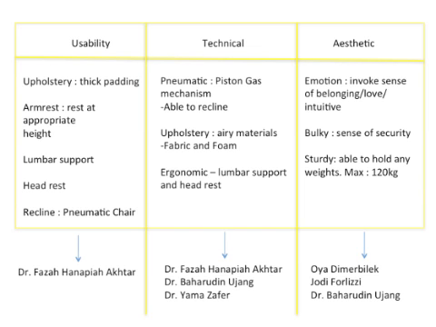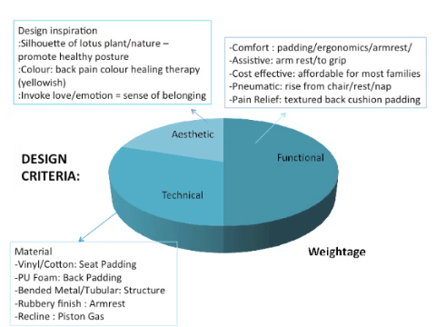So the design criteria will be developed into this kind of pie chart, where the design directs more towards functional, comfort, assistive, cost-effective, pneumatic, and pain relief. For the technical part, the material should be vinyl, PU, banded metal tubular for the structure, and a rubbery finish for the armrest, with recline using the piston gas. For the aesthetic part, it must be a silhouette of a backbone, or of anything related to promoting a healthy structure. The color must be a back pain healing therapy color, which is yellowish, to evoke love and emotion.